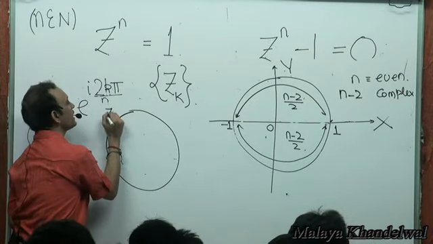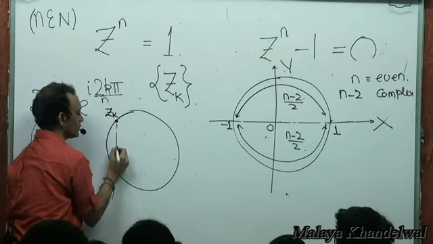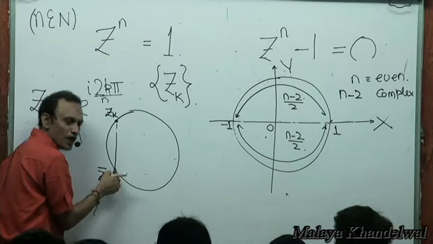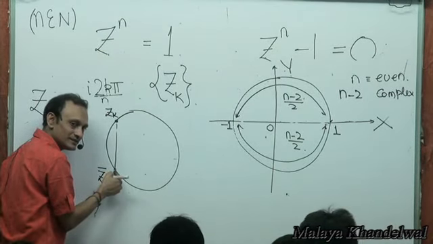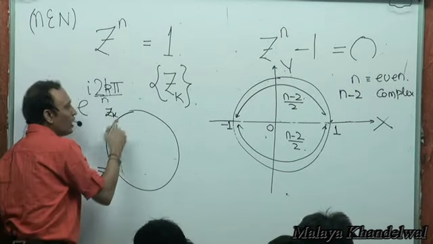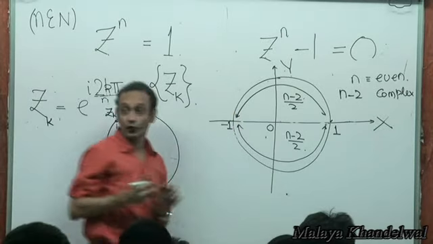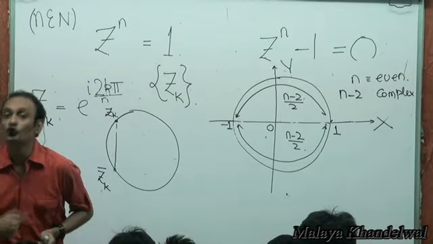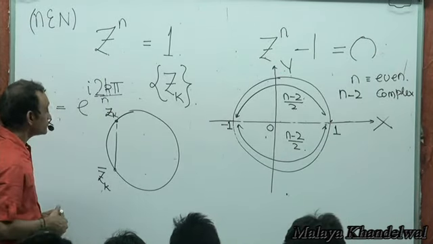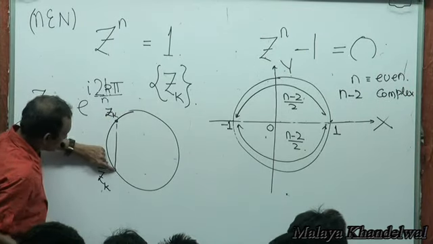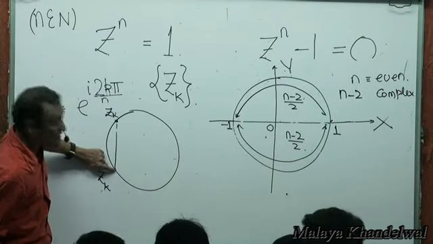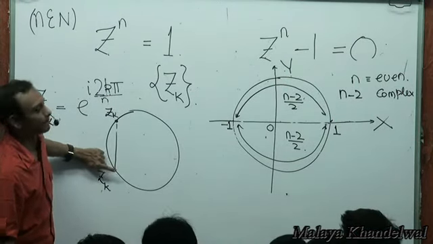In fact, if there is a certain zk, which is a root lying on the upper half, then there is going to be a zk bar, which will lie as a mirror image of zk on the lower half. The number and its conjugate would lie on different semicircles. One would lie on the upper half, the other would lie on the lower half of the circle. Clear? And of course, this will be zk for some other value of k.